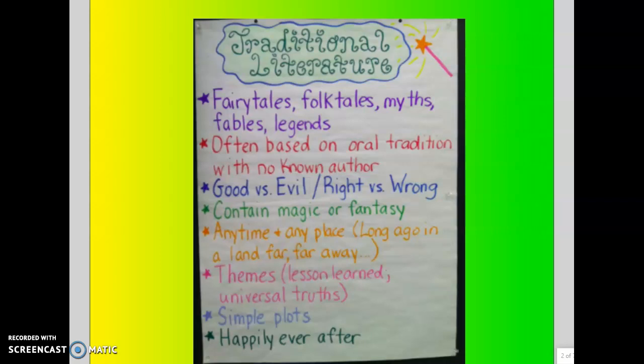It was sitting around a fire at night, or in the castle, or out in the woods, in a forest, and telling stories. There's usually no known author. We don't know who wrote these stories because they've been retold and told and retold and told. There's always good versus evil or right versus wrong in traditional literature. Traditional literature usually contains magic or fantasy.